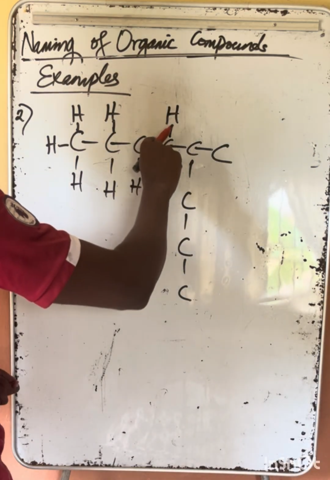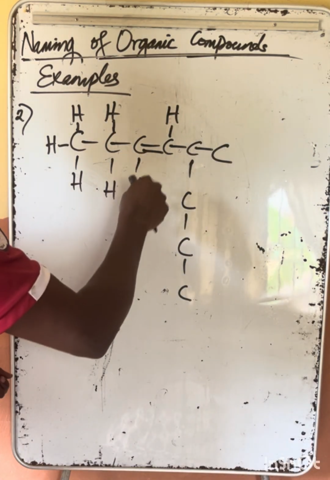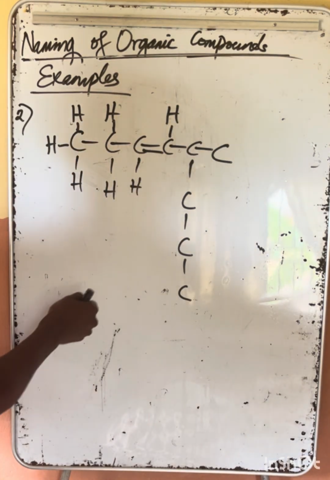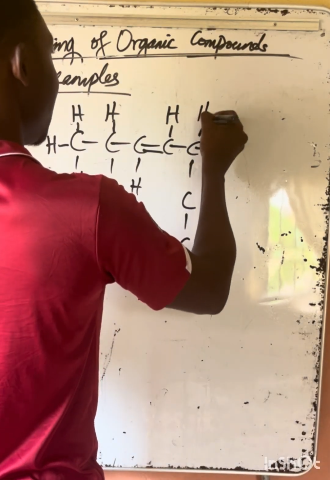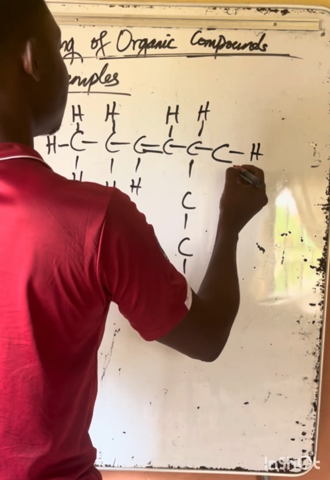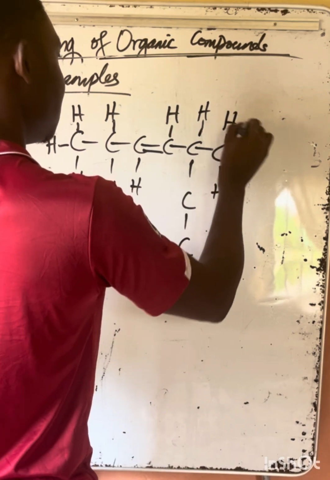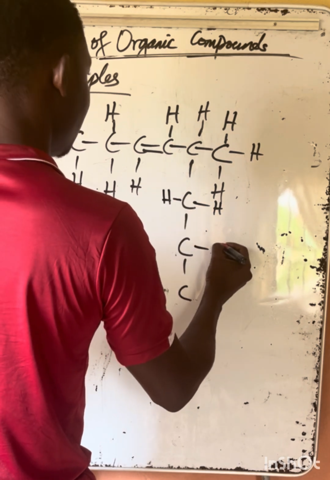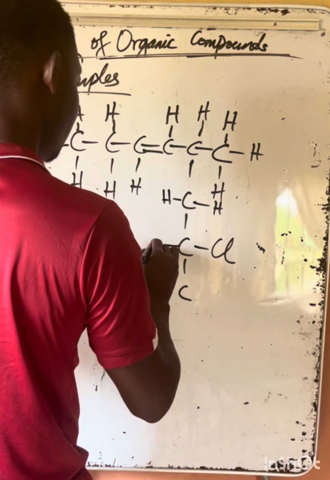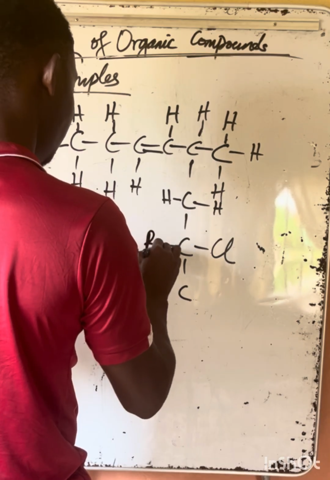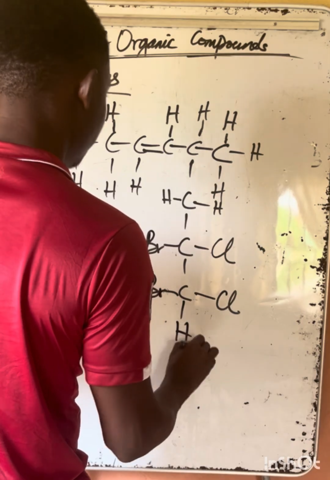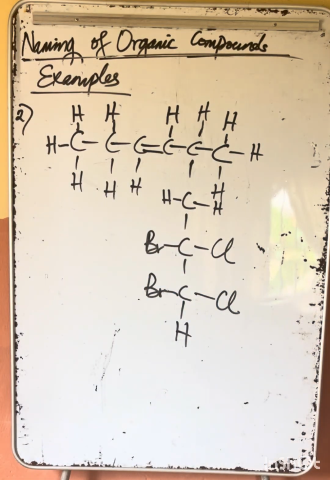Why? Because of the double bond here, it's unsaturated. Of course, around every carbon atom, it should only contain 4 bonds. So this is 2, 3, 4. All right. So here we have this, have this, have this. We have hydrogen, hydrogen. I have chlorine. I have bromine here. I have chlorine. I have bromine again. I have hydrogen.